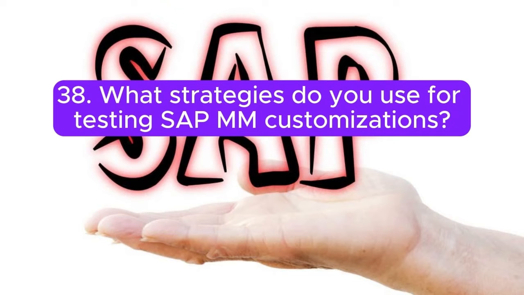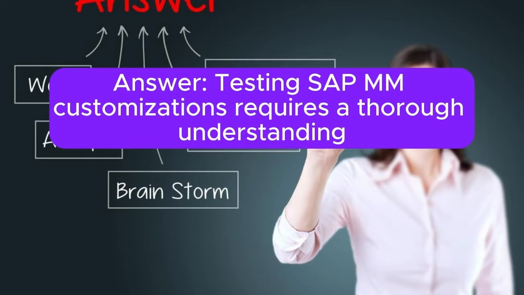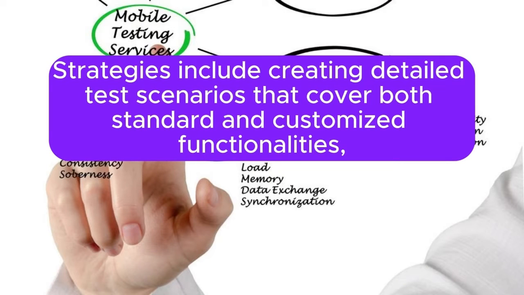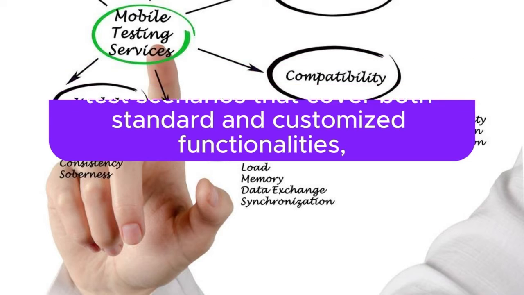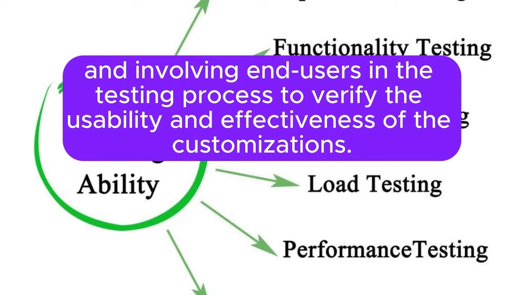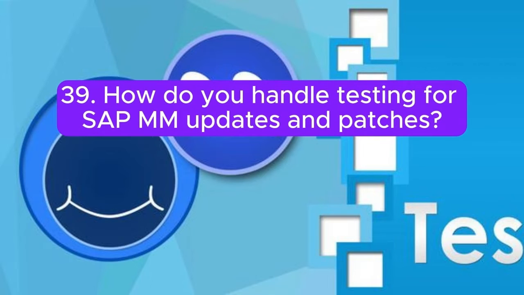38. What strategies do you use for testing SAP MM customizations? Answer. Testing SAP MM customizations requires a thorough understanding of the customized functionality and its impact on standard processes. Strategies include creating detailed test scenarios that cover both standard and customized functionalities, rigorous regression testing to ensure new customizations do not disrupt existing functionality, and involving end users in the testing process to verify the usability and effectiveness of the customizations.